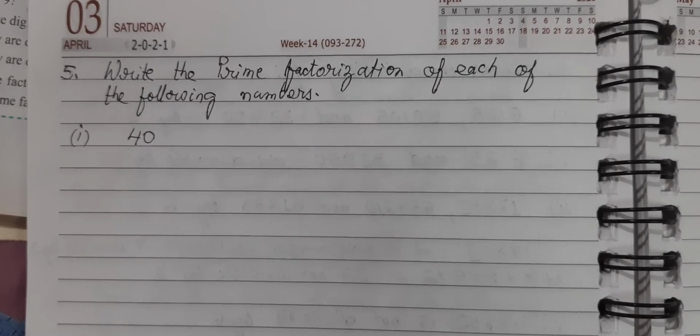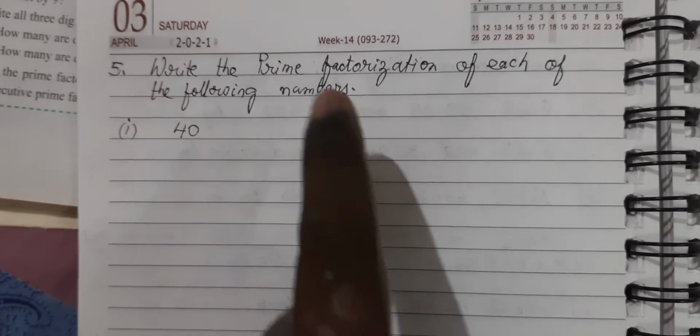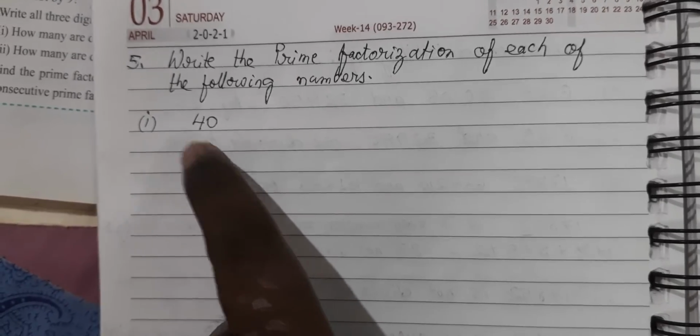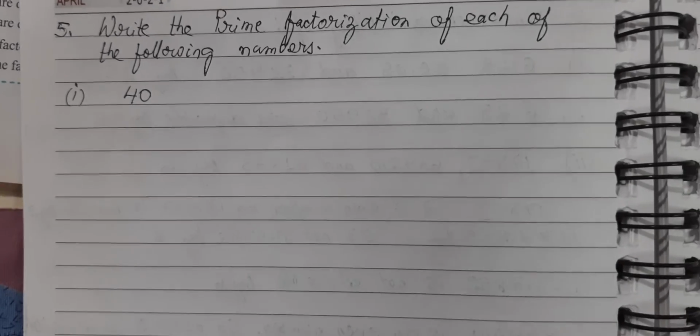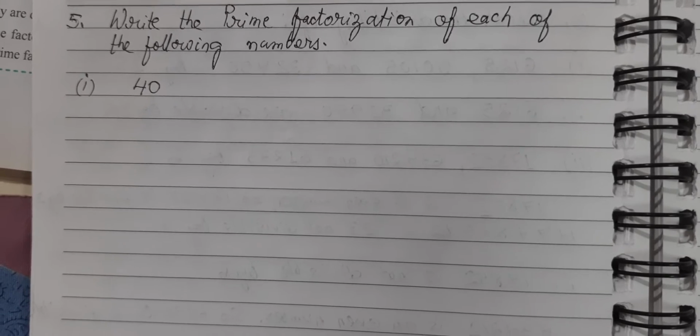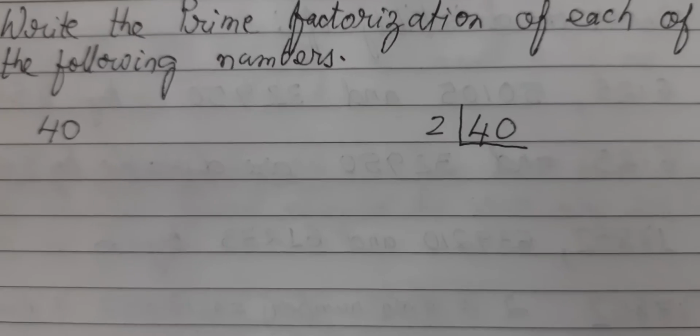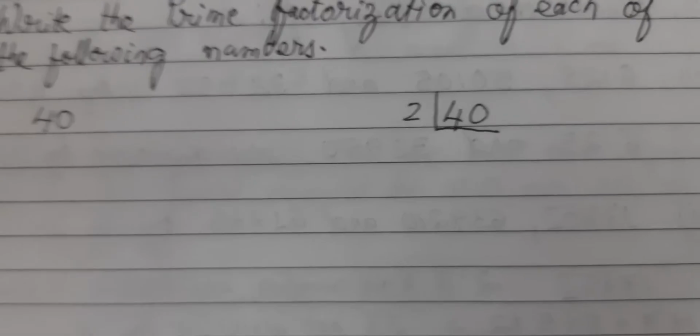So our next question is that we have to find the prime factorization of each of the numbers. The first number is 40. Now how do we find prime factorization? Maybe you have done it in class 5 also. I'll show you. This is how we do the prime factorization.